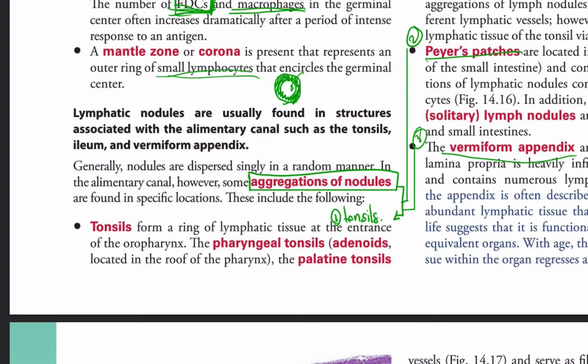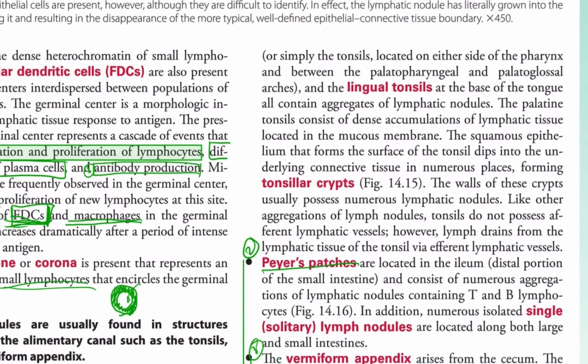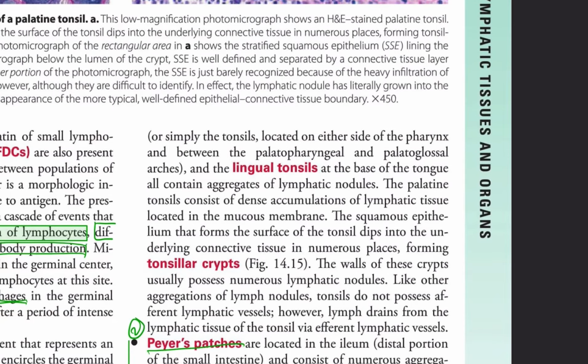Tonsils form a ring of lymphatic tissue at the entrance of the oropharynx. The pharyngeal tonsils, adenoids, are located in the roof of the pharynx. The palatine tonsils, or simply the tonsils, are located on either side of the pharynx between the palatopharyngeal and palatoglossal arches, and the lingual tonsils at the base of the tongue. All contain aggregates of lymphatic nodules.